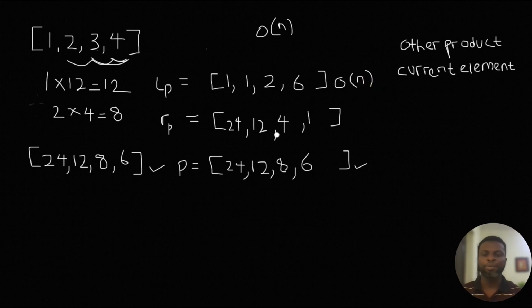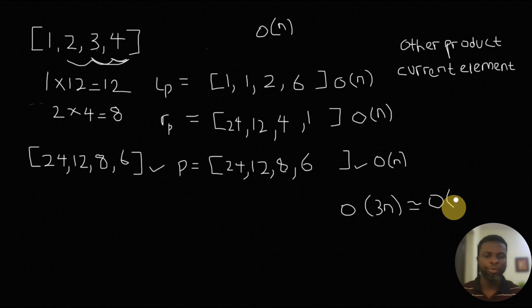Now to populate the right product array, I have to do the same thing, go through each element in the array once. And this gives big O of n time complexity too. And to populate the product array, I have to go through each element in the right product and the left product array once. So that takes big O of n time complexity also. So I have big O of n plus big O of n plus big O of n. That gives big O of 3n time complexity. And in big O notation, the coefficient is usually ignored. So this approximates to big O of n.